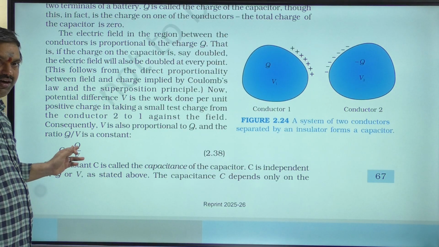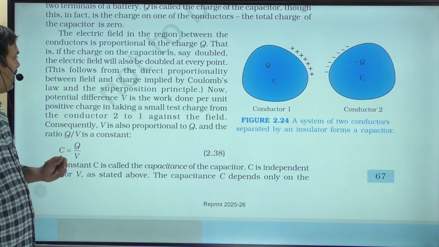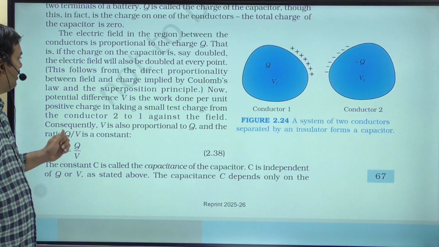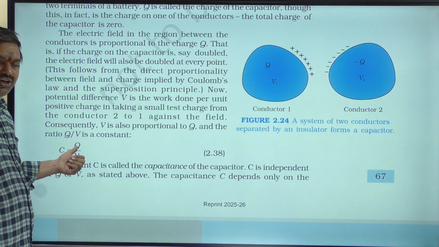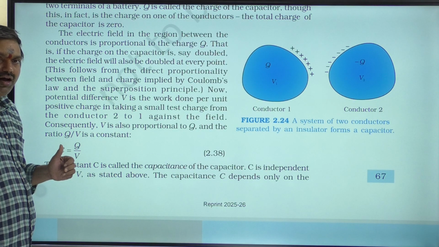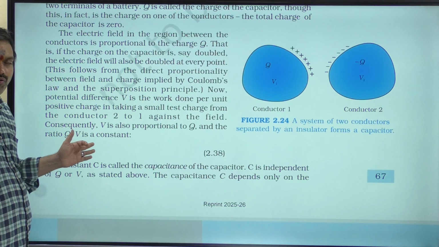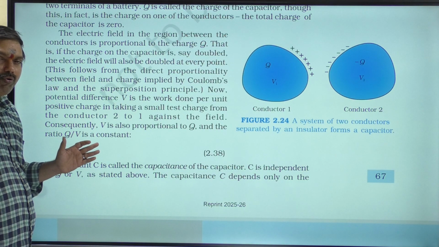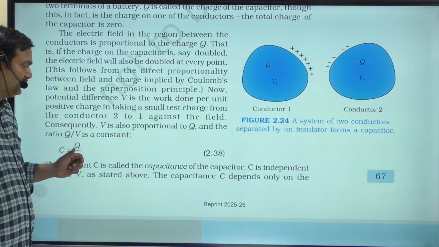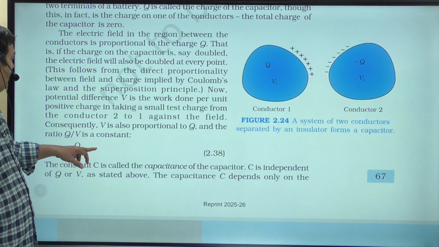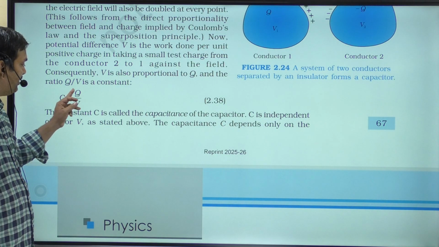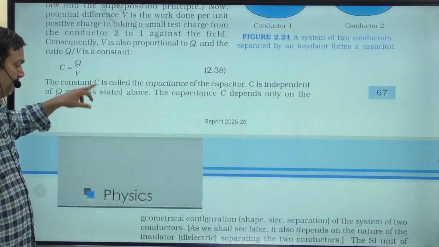Now the electric field in the region between the conductors is proportional to the charge Q. You know that because electric field is equal to 1 by 4 pi epsilon naught Q by R square. So if the charge on the capacitor is doubled, the electric field also gets doubled. Now we have the relation between electric field and potential, which we saw yesterday: electric field is the negative gradient of potential. So what is the basic definition of capacitance? Mathematically, capacitance is defined as the ratio of charge to voltage.